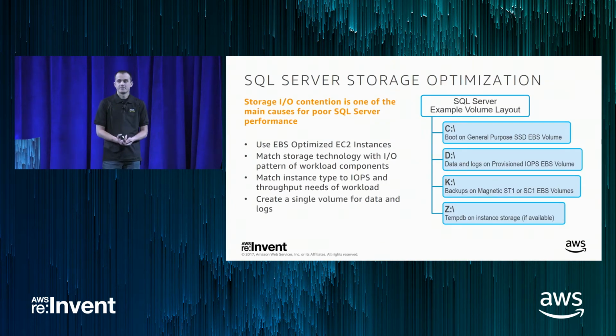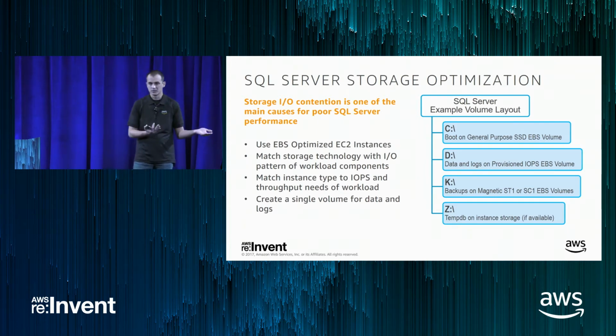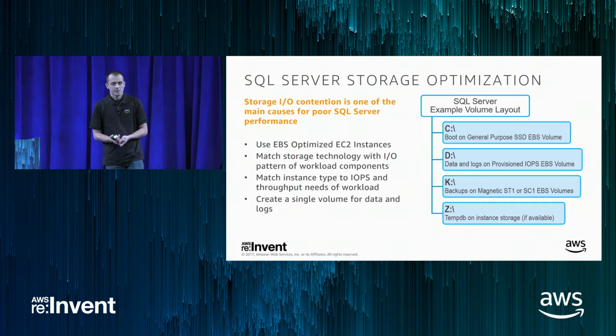Why storage? Because I/O contention is one of the leading causes of poor performance that we have seen when helping customers optimize these types of workloads on AWS. On AWS, we have a wide variety of storage options. We've got EBS with different volume types, and instance storage. They all have different characteristics in terms of throughput, latency, network storage versus local storage, and IOPS. This makes them suitable for deploying SQL Server workloads to varying degrees.